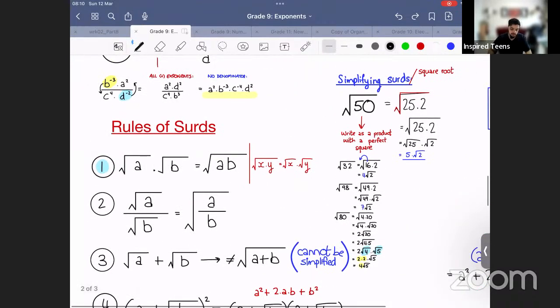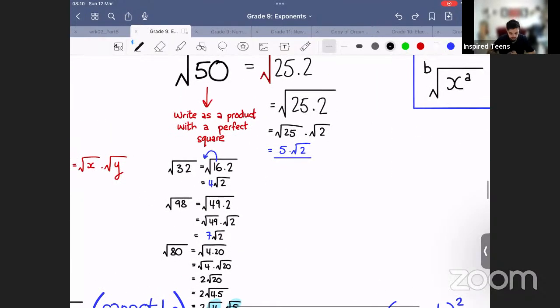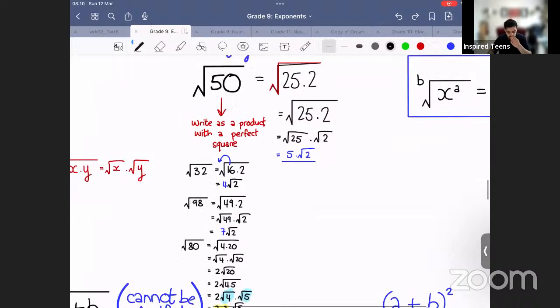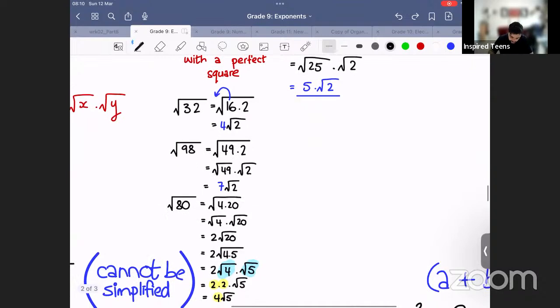So then we talked about simplifying surds. We have to write it as a product with a perfect square. What we do with each number is we try and find factors of that number. Factors are numbers that go into another number an exact amount of times. And one of the factors needs to be a perfect square so that we can take the perfect square out.